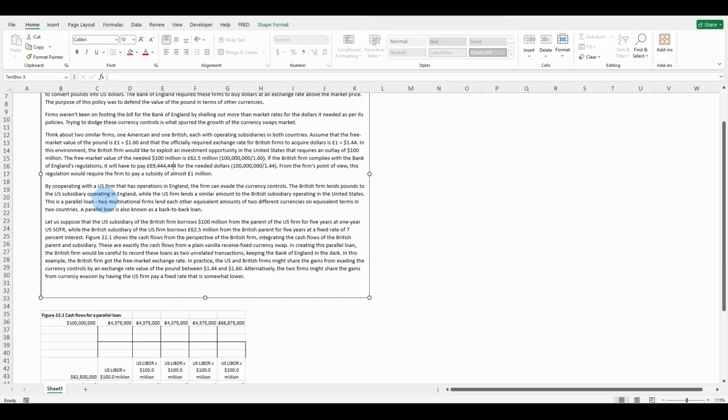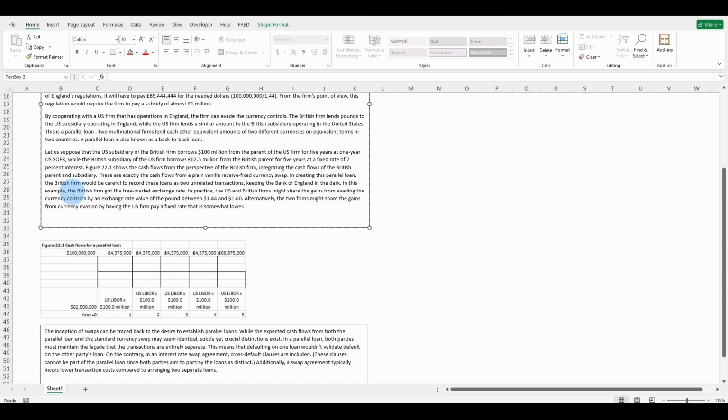By cooperating with a U.S. firm that has operations in England, the firm can evade the currency controls. The British firm lends pounds to the U.S. subsidiary operating in England, while the U.S. firm lends a similar amount to the British subsidiary operating in the United States. This is a parallel loan. Two multinational firms lend each other equivalent amounts of two different currencies on equivalent terms in two countries. A parallel loan is also known as a back-to-back loan.